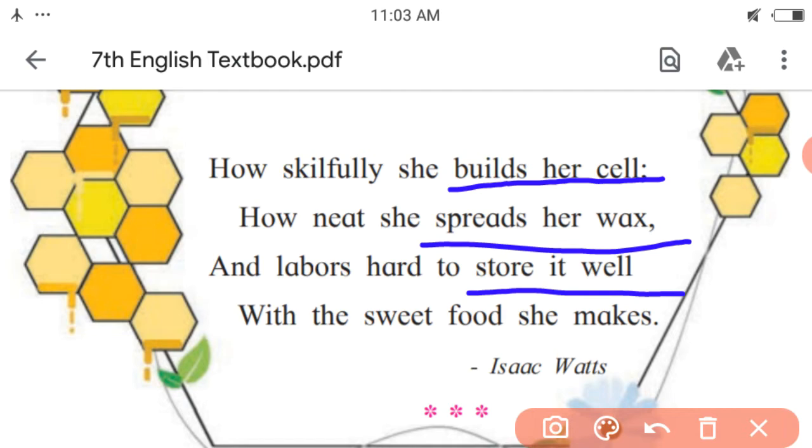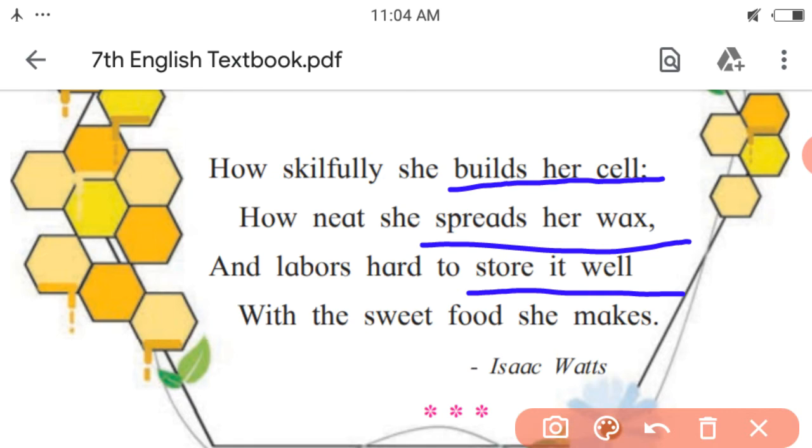What is the next work? How neat she spreads her wax. So whatever wax is produced, that is, after turning the sweet juice into honey, whatever waste remains, that waste is wax, and that wax the honeybee uses for building rooms. So she spreads it neatly, properly, and builds cells out of it. So it is another work of the honeybee. What is the next one? And labors hard to store it well.